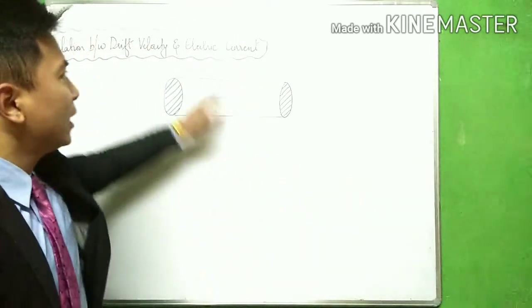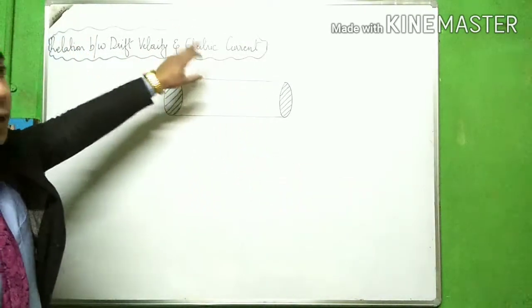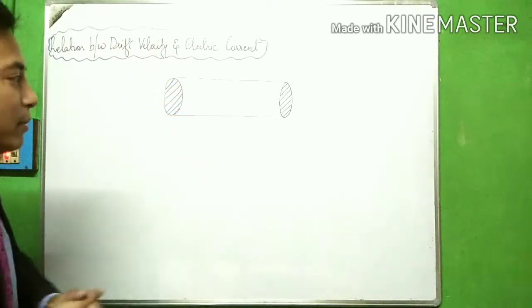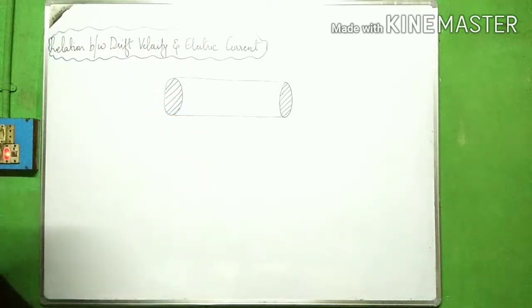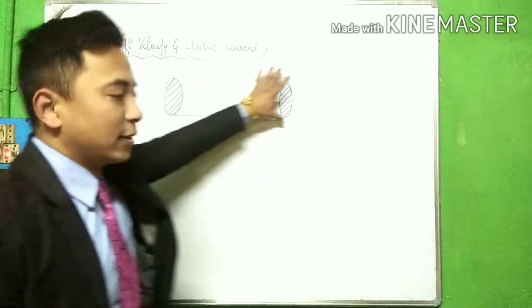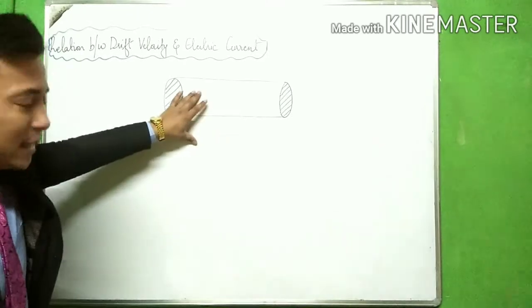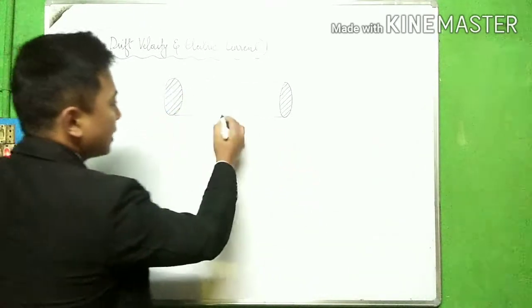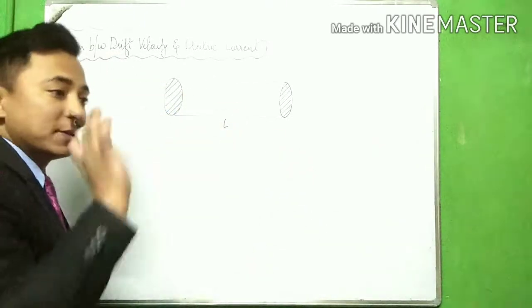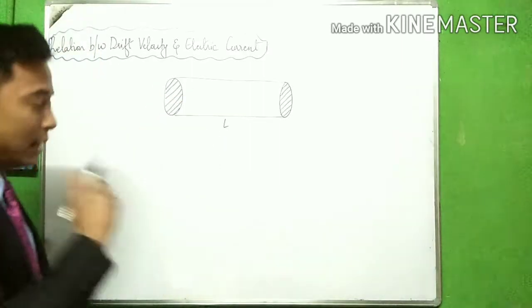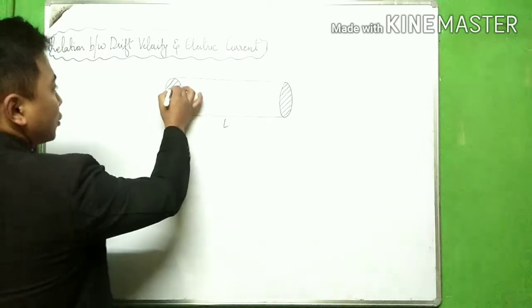So, first of all, electric current is related to drift velocity, which you will have seen in the previous video. Okay? So, here I will consider a conductor. I will tell you line by line. Suppose, let us consider a conductor of length L and A the cross-sectional area.